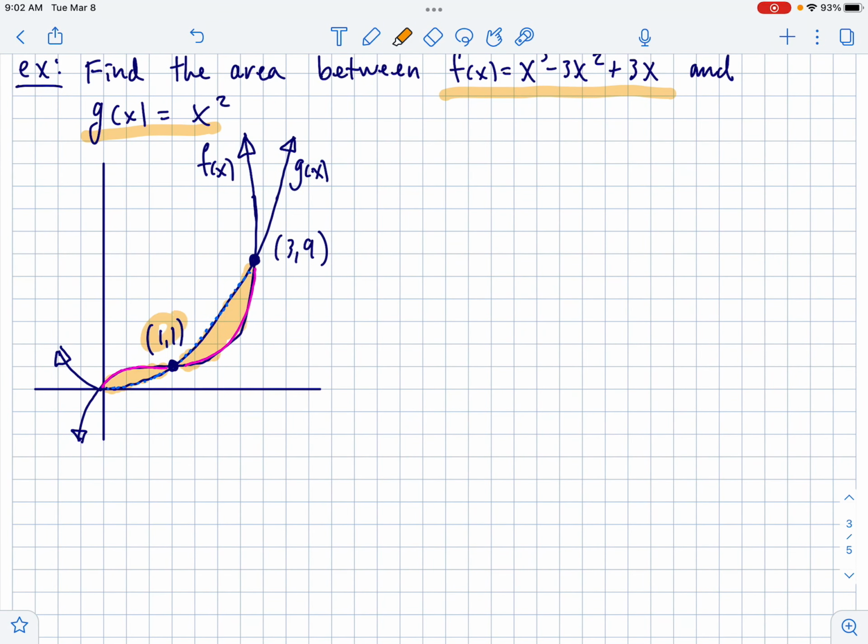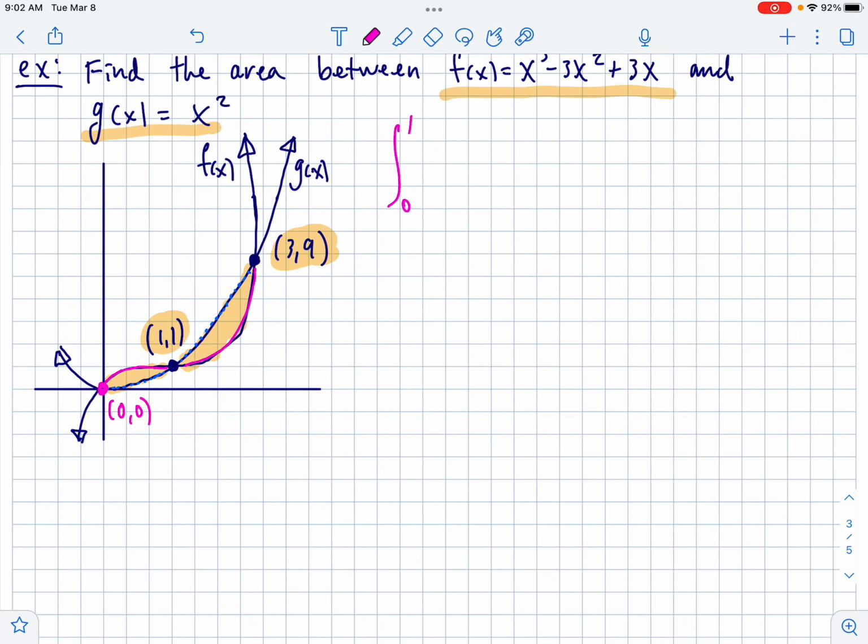First thing you want to do is use that intersect function to figure out these values, 1, 1, and 3, 9. Once you have those values, that means we're going to integrate, well, this is also 0, 0 that they cross at. So they cross in 3 places.